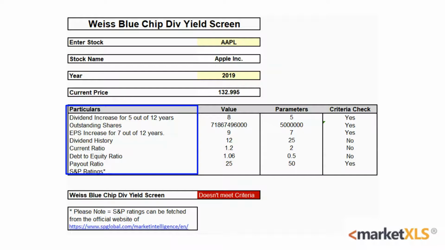For the purpose of this video, we'll be using Apple as the stock, and the current year as 2019. We can see that Apple fulfills all the parameters, except that it has a current ratio of 1.2, which is less than 2. And it didn't pay dividends for the past 25 years, and its debt to equity ratio is greater than 0.5. So as a result, the screen does not accept the stock.